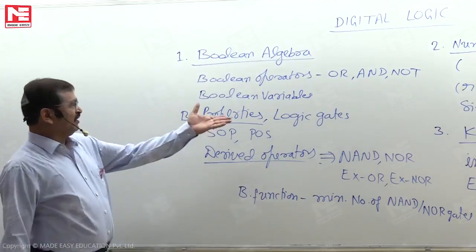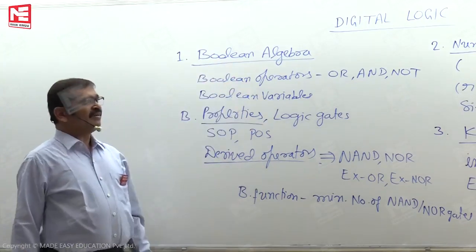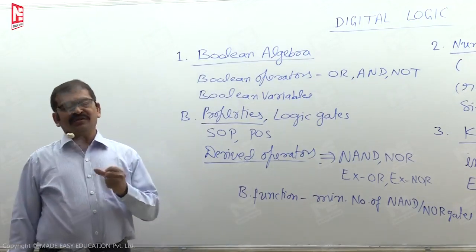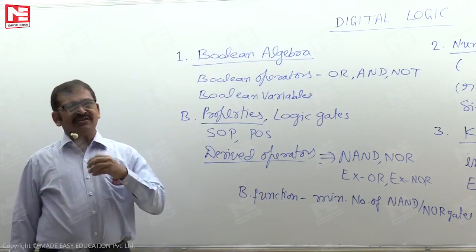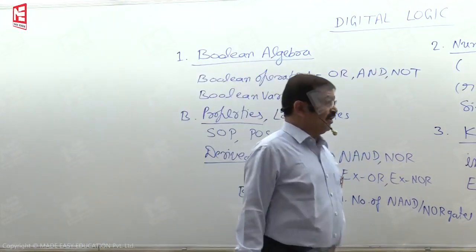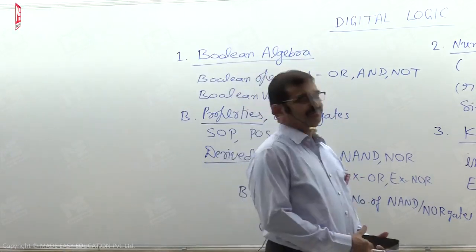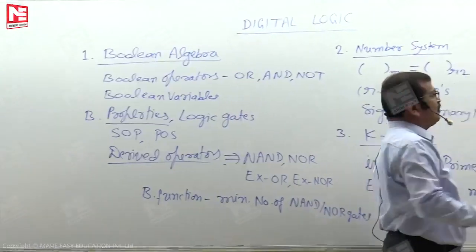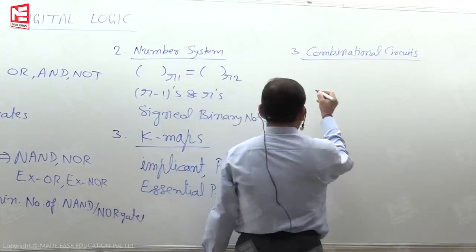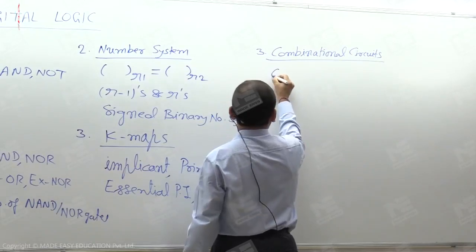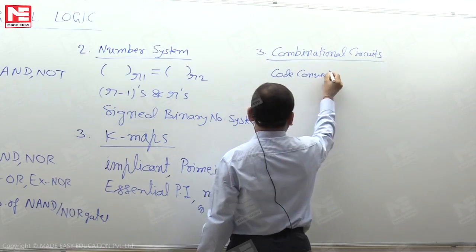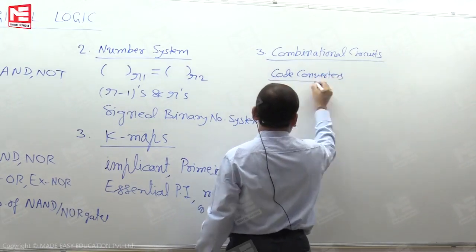So the logic gates we learned in the basic part, we use to implement the digital circuit, whether for analysis or for designing. That work we'll learn under the heading of combinational circuits. Among the various topics under combinational circuits, we'll be starting with code converters.